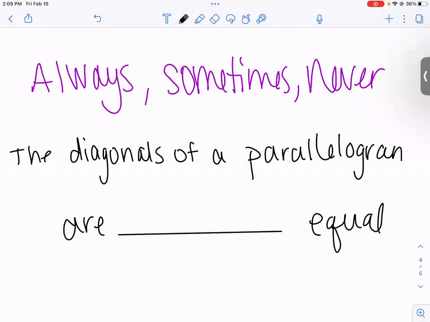The diagonals of a parallelogram are... Are you talking about these? It's these ones. Out of every single parallelogram.